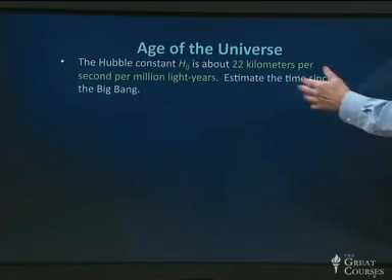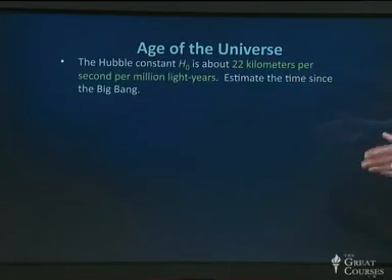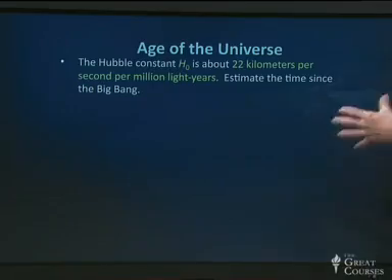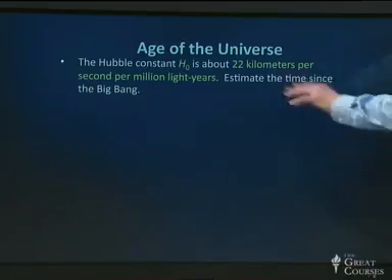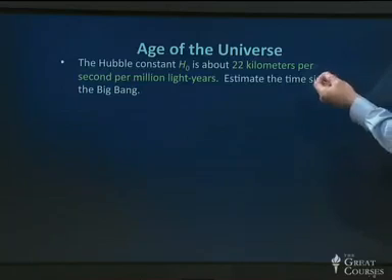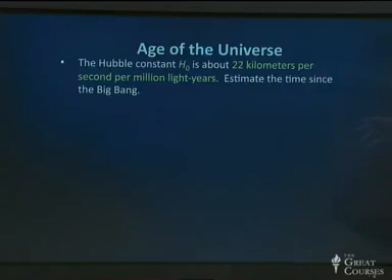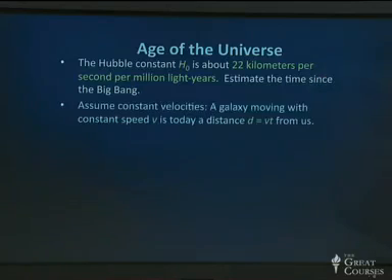So if a galaxy were a million light years away, well, it really has to be quite a bit further before local motions get averaged out. But if it were, it would be moving at 22 kilometers per second. If it were 2 million light years away, it would be moving at 44 kilometers per second, and so on. And so I'm asking us to estimate the time since the Big Bang occurred.